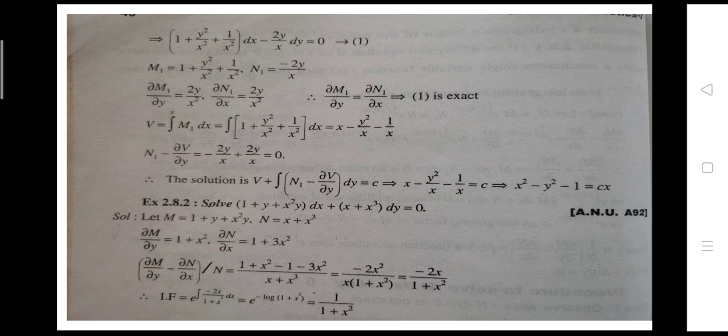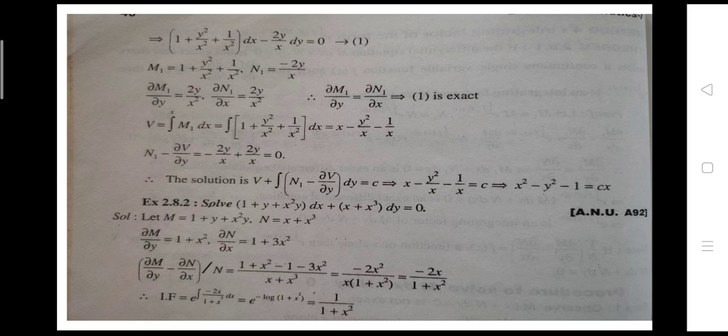Now equation 1 is in the form of m dx plus n dy is equal to 0. Comparing equation 1 with m dx plus n dy is equal to 0, we have m1 is equal to 1 plus y square by x square plus 1 by x square, and n1 is equal to minus 2y by x. Now m1 can be differentiated with respect to y, that is ∂m1/∂y is equal to 2y by x square, and n1 differentiated with respect to x gives ∂n1/∂x, which is equal to 2y by x square.